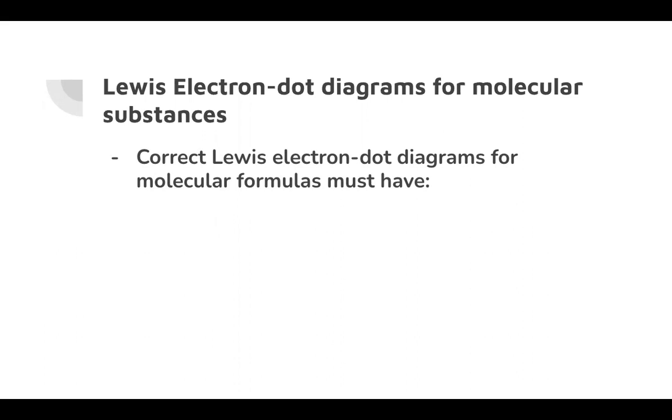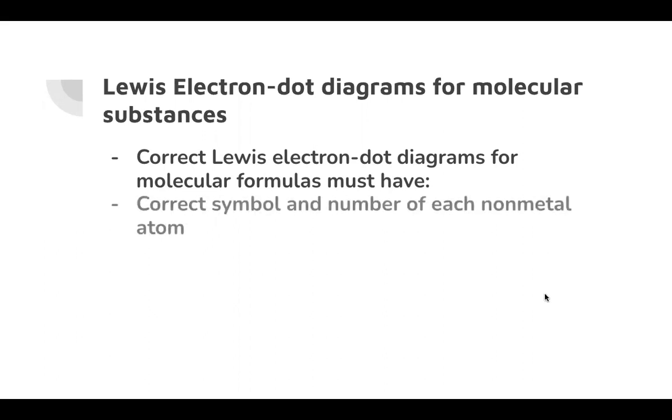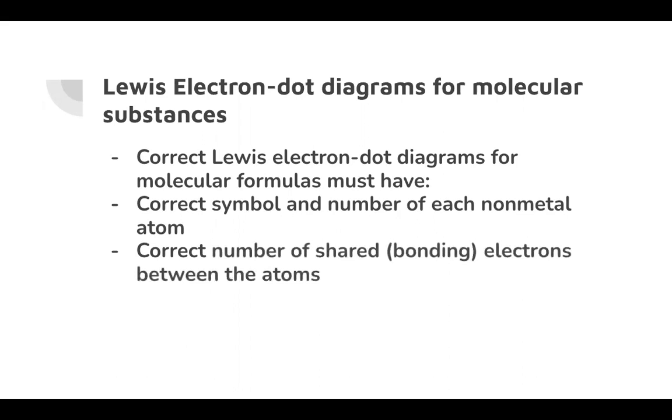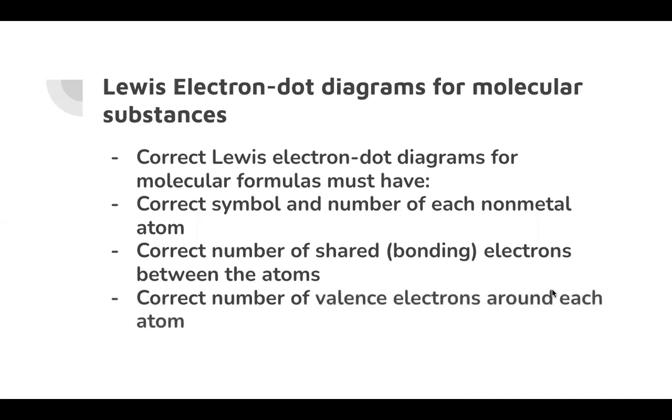For a correctly written Lewis dot structure for a molecular formula, a covalently bonded compound, you have to have the correct symbol and the number of each nonmetal atom. There's no ions present. You need the correct number of shared or bonding electrons between the atoms, and the correct number of valence electrons. 8 is still the goal. But instead of achieving 8 through losing and gaining those electrons, we're simply going to share them. Those shared electrons then create covalent bonds.